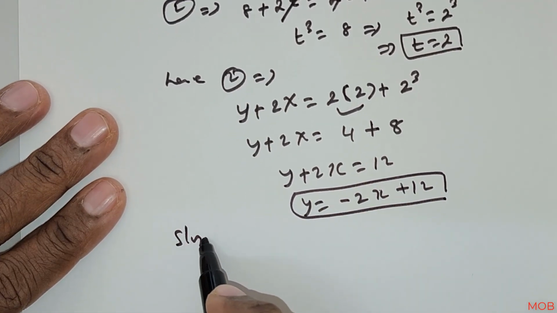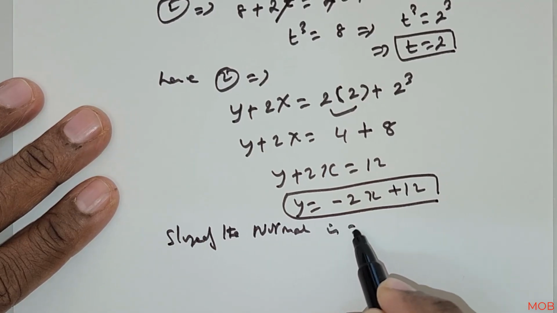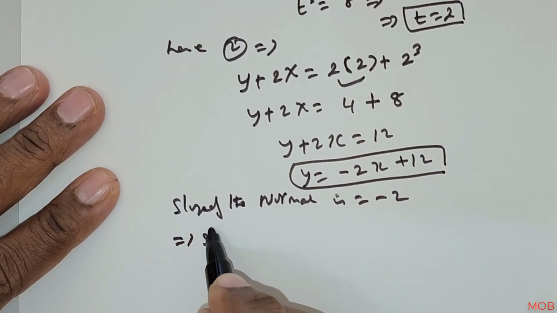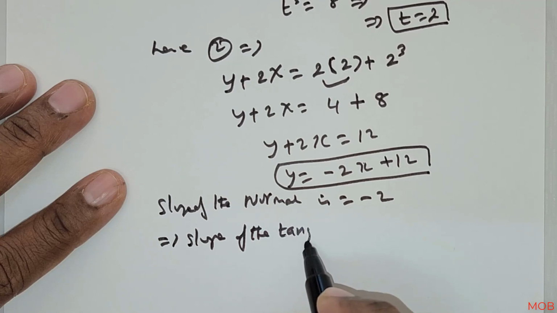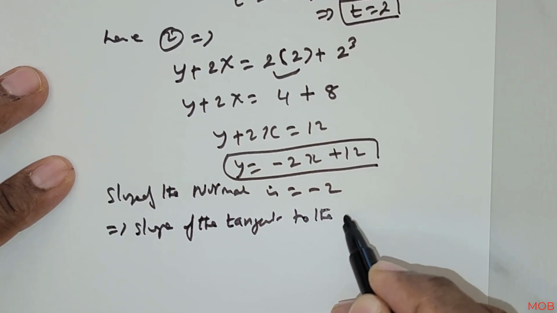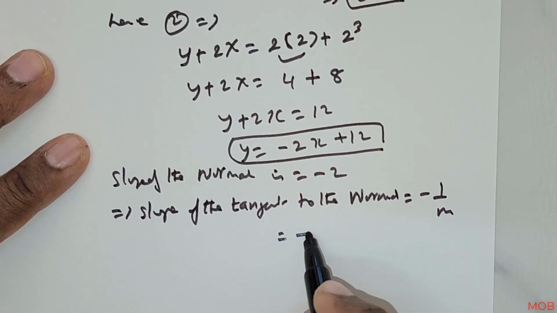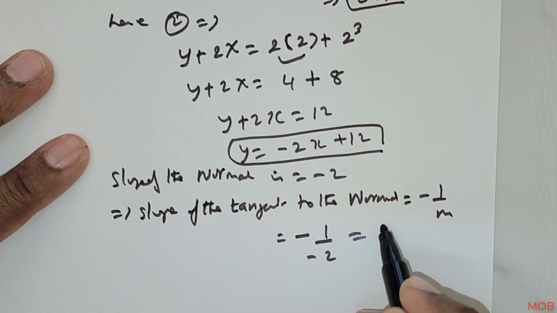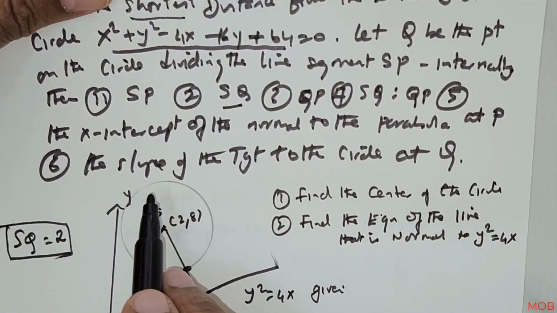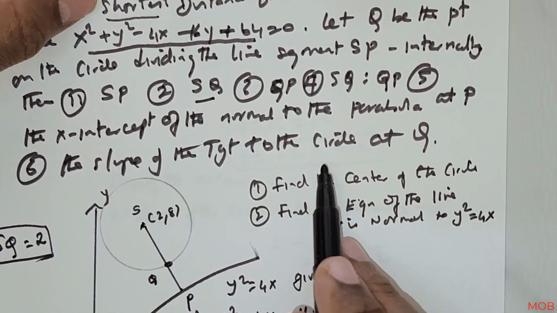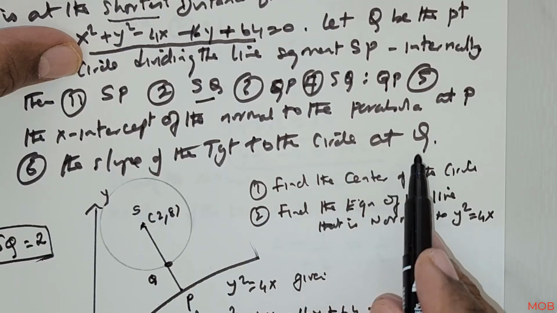So the slope of the normal is equal to −2. This means the slope of the tangent to the normal is equal to −1/m, which is nothing but −1/(−2), which is equal to 1/2. So here we have got the slope of the tangent to the circle at Q.